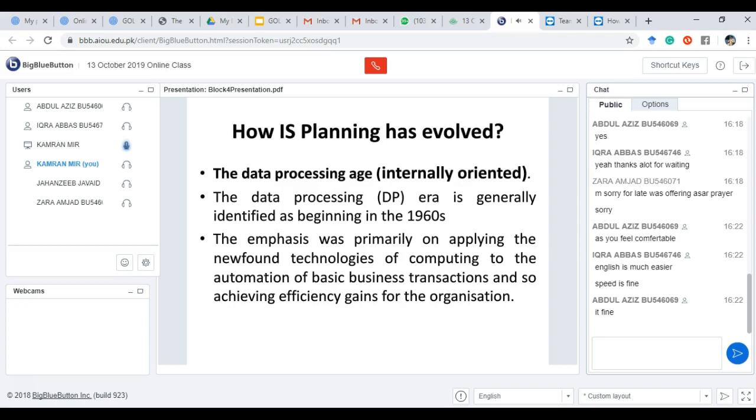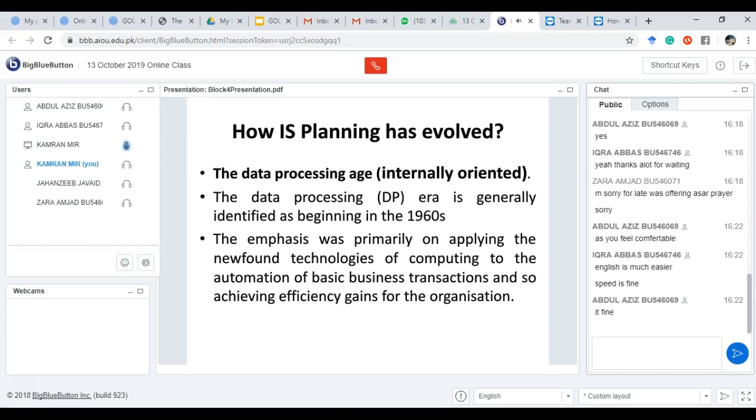Now we can see how IS planning has evolved. Basically, it all started from what you call the data processing age. Just going through the slide, it says that the data processing, or DP, era is generally identified as beginning in the 1960s. So from history, we can see that in the 1960s, the basic data processing system started, and the emphasis was primarily on applying the newfound technologies of computing to the automation of basic business transactions, and so achieving efficiency gains for the organization.